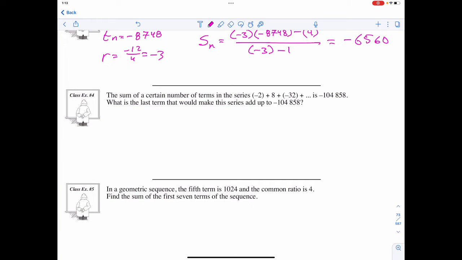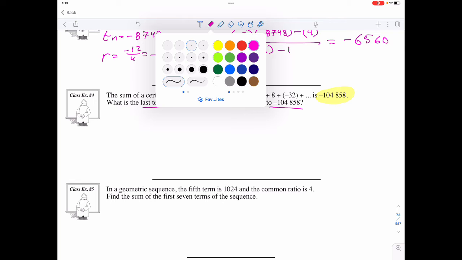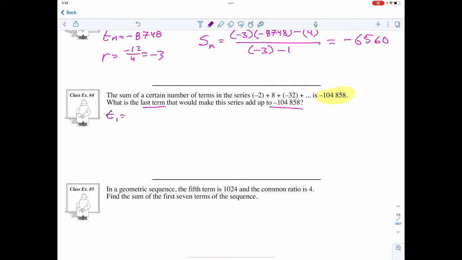For example 4, it says the sum of a certain number of terms in the series is going to be -104,858. What is the last term that would make up this series? Well, what do I know? I know that my T1 is -2. I know that my common ratio is 8 over -2, or -4.